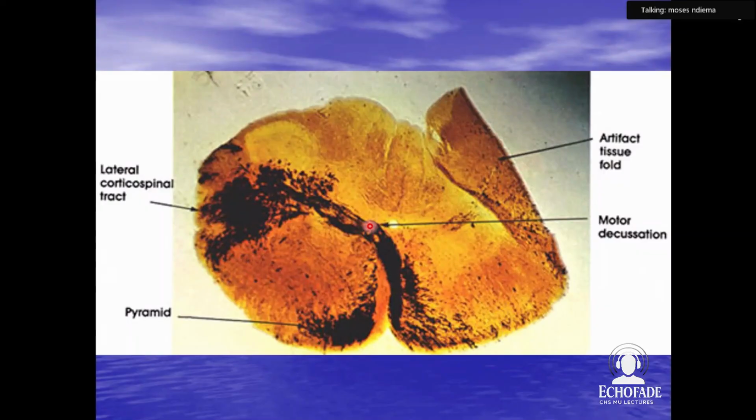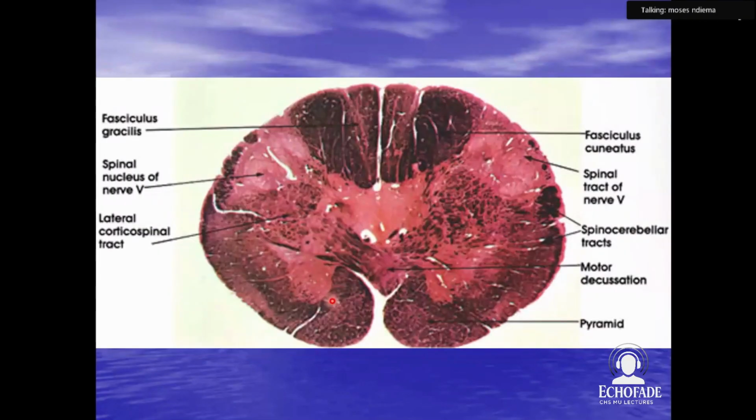Motor decussation. So they cross over and form the pyramid. These are the corticospinal tract from areas 1, 2, and 3 of the cerebral cortex. So if you have damage on the right part of the brain, then you'll be paralyzed on the left part of the body because the fibers cross over at this position. So we need to know that.